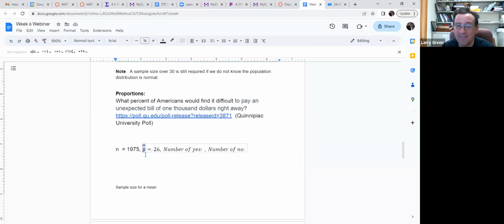Remember this p hat, p with a hat on top? That is the sample proportion of yes answers. And I do want to give you a heads up. I don't expect any of you to type p hat into your discussion post assignment if you're doing something about proportions, because it's really difficult to learn how to type p hat and make it work. So just because I did it doesn't mean you're expected to know how to do it. You can use PHAT, and that's fine. I'll be happy with that, because it's pretty hard to do with the equation editor.